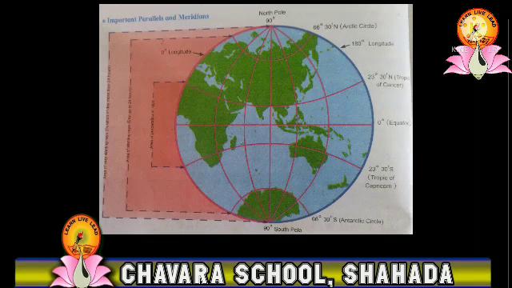Based on these lines, temperature zones are decided. As you can see on the screen towards your left side are the different sections where sun rays are received. So the area where perpendicular sun rays fall is between Tropic of Cancer and Tropic of Capricorn. The areas where slanting rays are received is between Arctic Circle and Antarctic Circle, and the area where extremely slanting and very less amount of sun rays are received is between North Pole and South Pole.